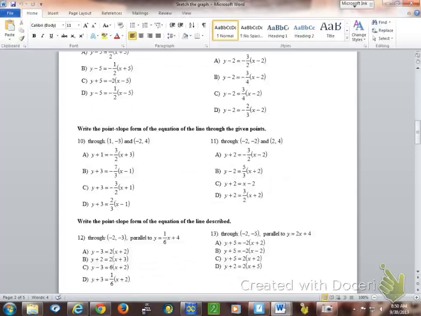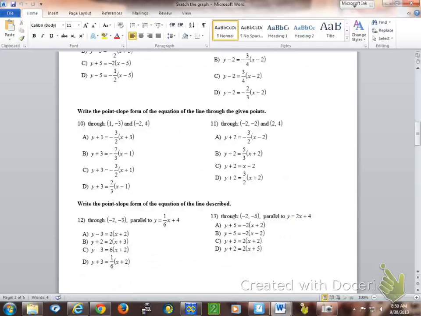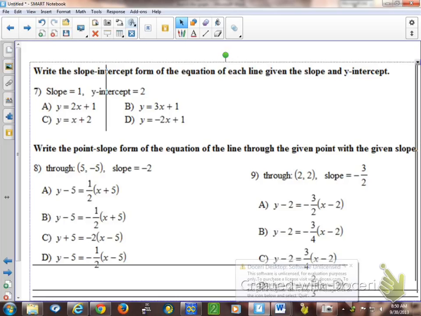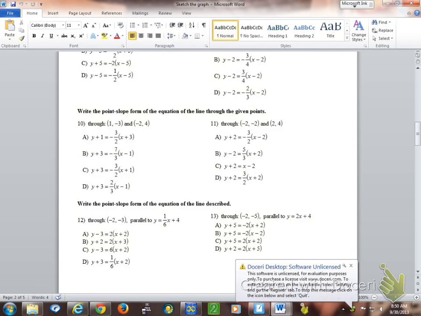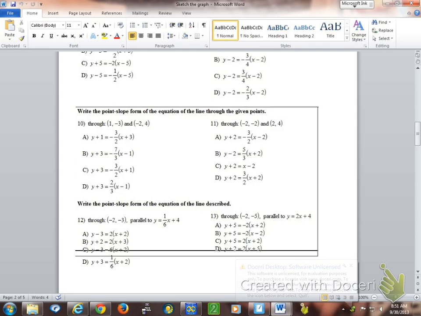Let's see, numbers 10 through 13. Where'd my thingy go? There it is. Numbers 10 through 13.